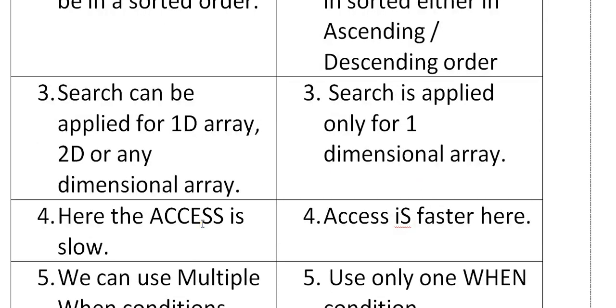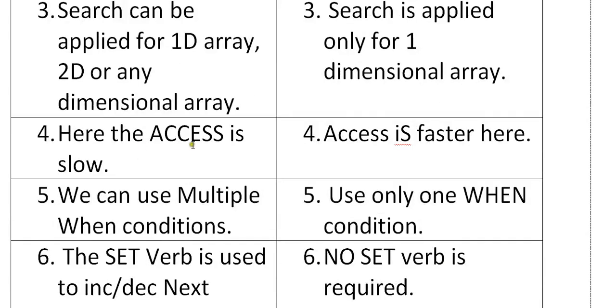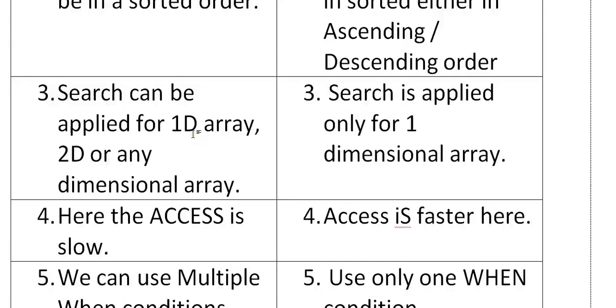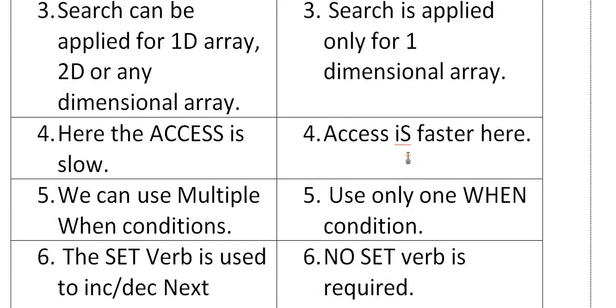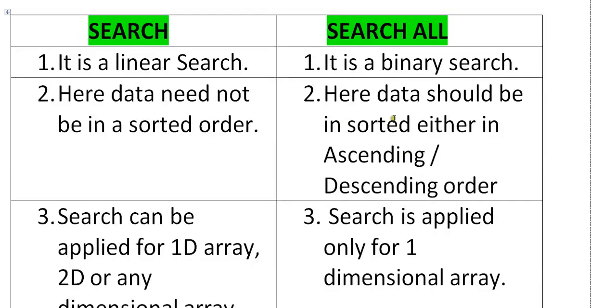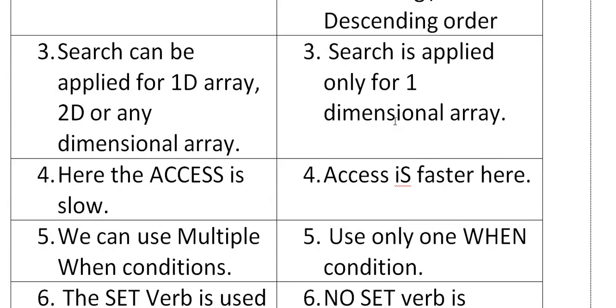In search, the access is slow. Why? Because here we can use one dimensional, two dimensional or multi dimensional arrays, so there is a chance that the access would be slow, and the data is also not in a sorted order. In search all, the access is faster. Why? Because it is using a one dimensional array, and the data is already in a sorted order, either ascending or descending, so the access obviously becomes faster.